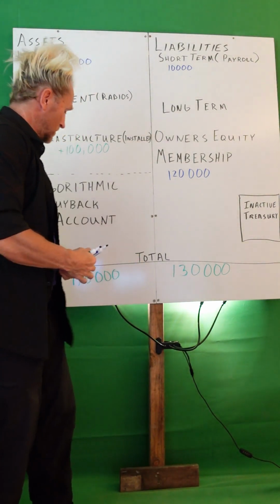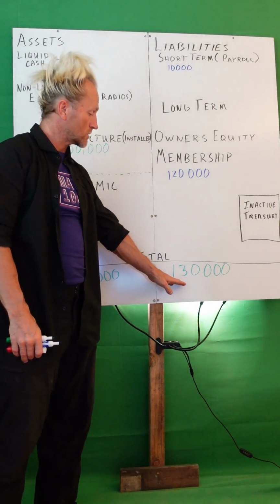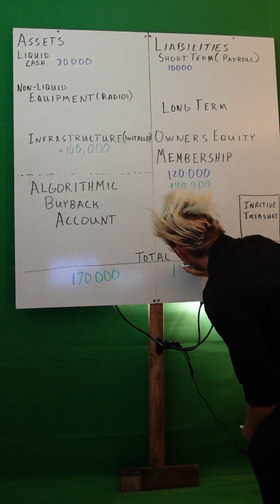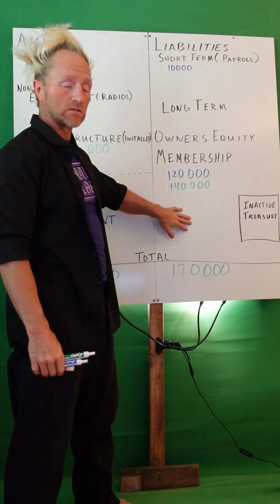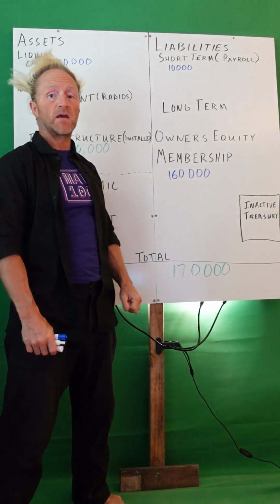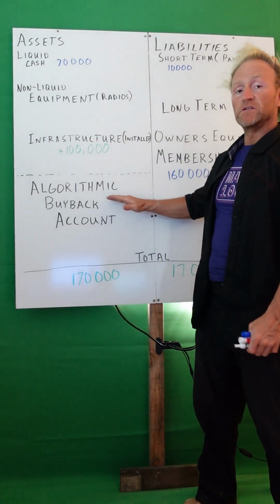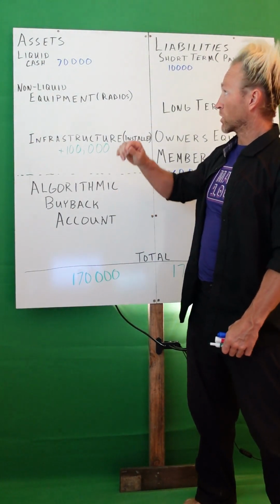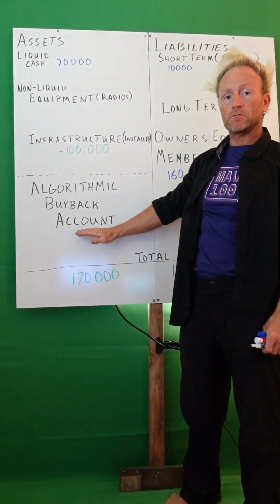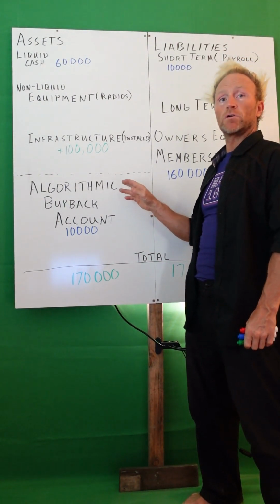So we had a great month. Now our assets are 170. Our owner's equity and liabilities are 130. This means it's time to distribute membership. This brings us back into balance. And this is great and all. Our membership is expanded. Our owner's equity is expanded. How do people decide when profits are taken? That's how we use the algorithmic buyback account. What we're going to do is move $10,000 from cash into the buyback account. This is the account that our members will interface with to get a return on their investment.